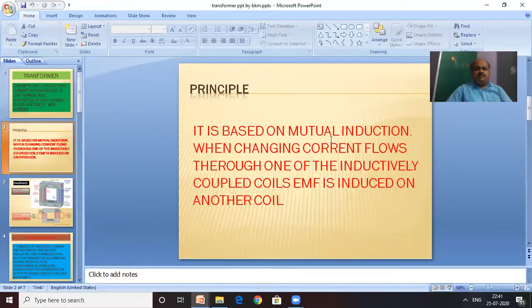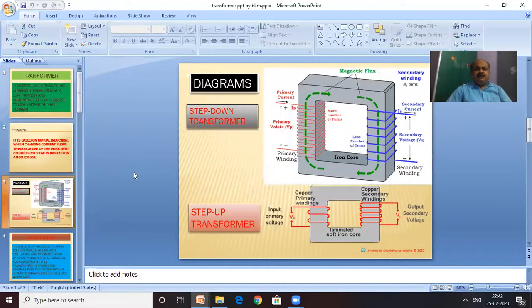It is based on mutual induction. When changing current flows through one of the inductively coupled coils, EMF is induced in the other coil. Here I have given two diagrams, one for a step-down transformer, whereas the other is for a step-up transformer.